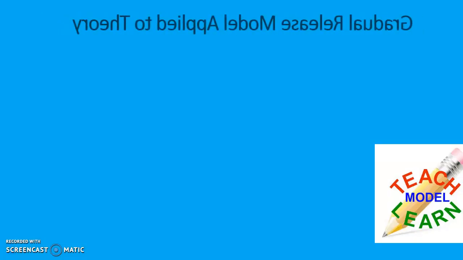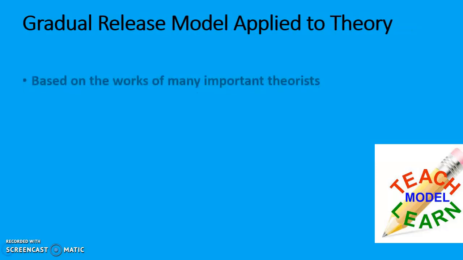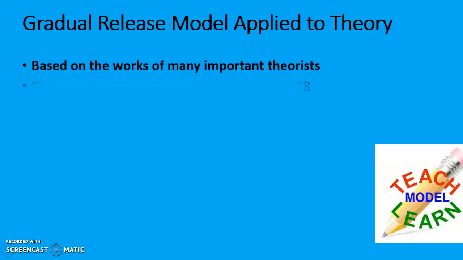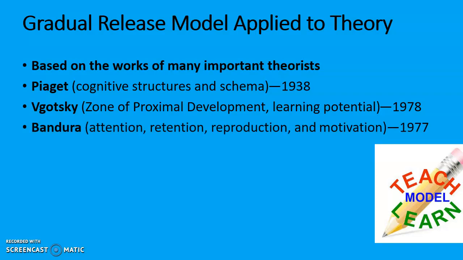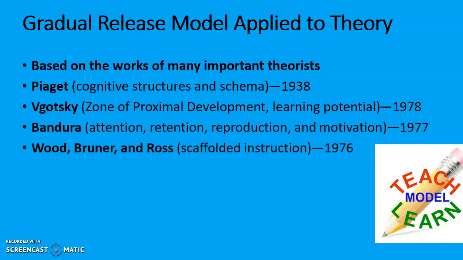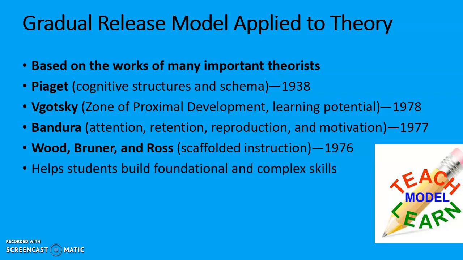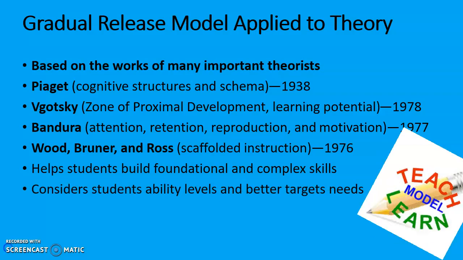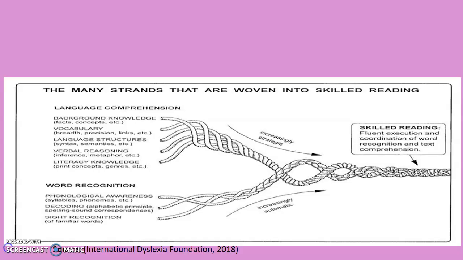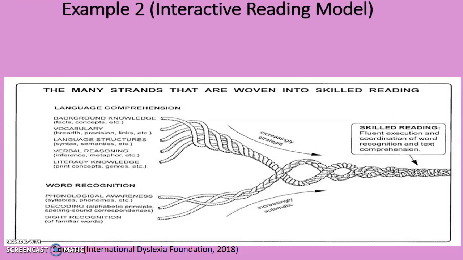The gradual release model applied to theory is based on many theorists such as Piaget, cognitive structures and schema; Vygotsky, zone of proximal development; Bandura, attention, retention, reproduction, and motivation, all of those components working together; and Wood, Bruner, and Ross, scaffolded instruction, which all help to build on foundational and complex skills, as well as target students' needs. Here's another interactive model.